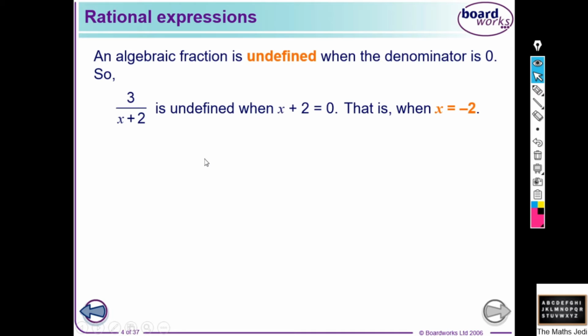So just be aware that when you're seeing exam questions, you may well see that in the margin or at the side, just to remind you that you can't divide by 0.